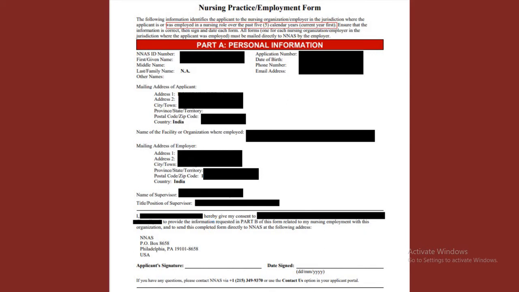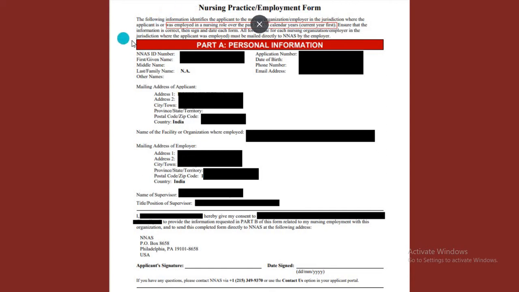Now I am showing you the nursing employment form, and we will be discussing what all things you have to take care of while you are submitting your forms to your employer, so that the NNAS evaluator accepts all of the information well and they don't ask for further information. This will help you to enhance your NNAS evaluation process.